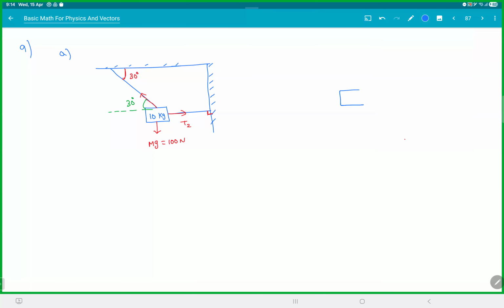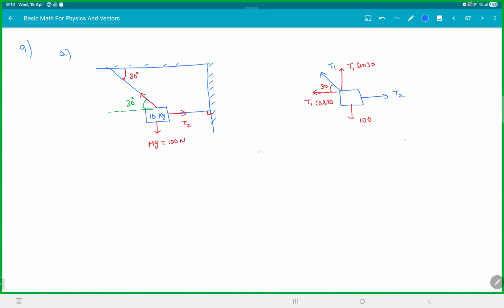Now, when you take the components here, this is T1, this is T2. This angle is 30 degrees. So this component will be T1 cos 30. Whichever side touches the angle is the cos one. The other one becomes the sine. And this would be your 100 newtons.